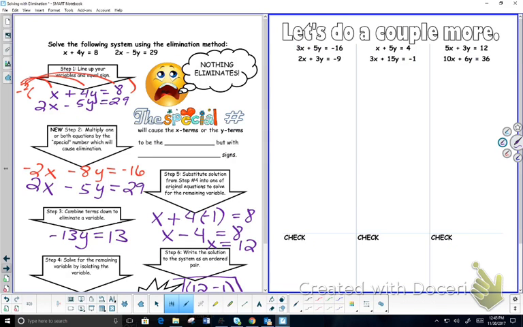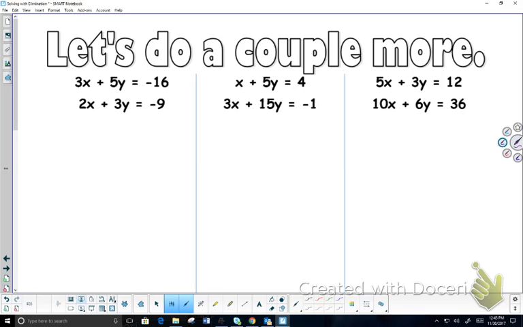Let's practice some more. This one's a little more challenging. Notice I got a number in front of both my x's, a number in front of both my y's, and they're all different. It's a lot easier when you get one that's like blank, like this one, right? Because then y could just multiply that by -3.